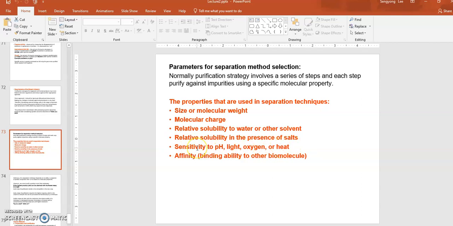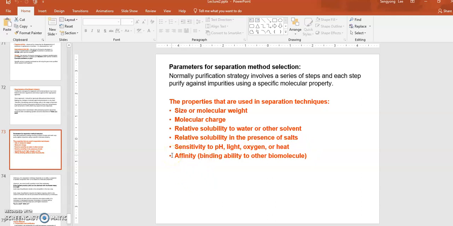Those are important during your purification process. You don't want to lose your protein, their integrity, structure, and activity. So make sure you preserve your protein very well against these treatments. And the affinity. Affinity is what?